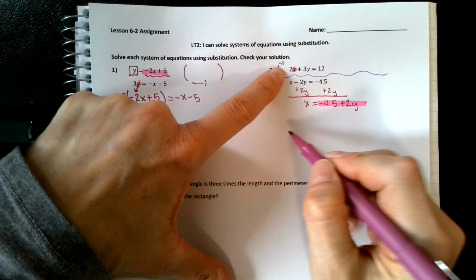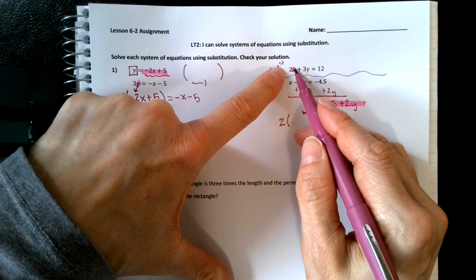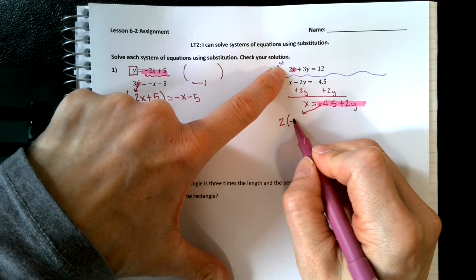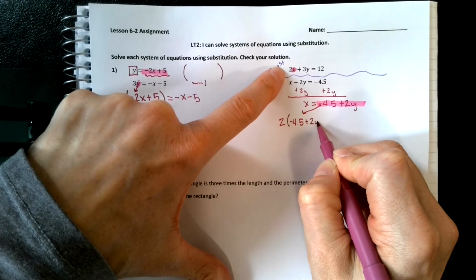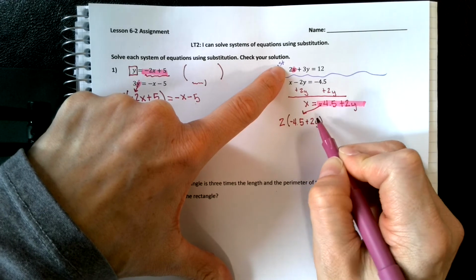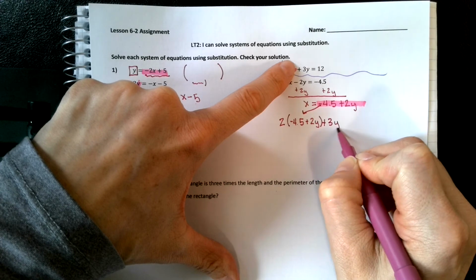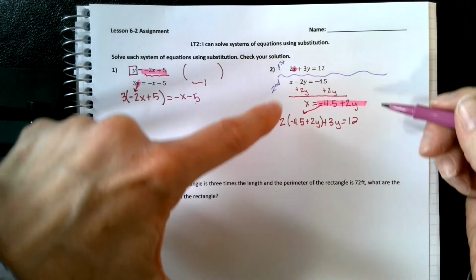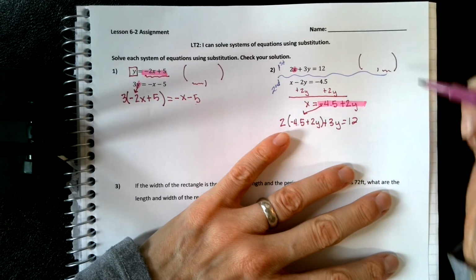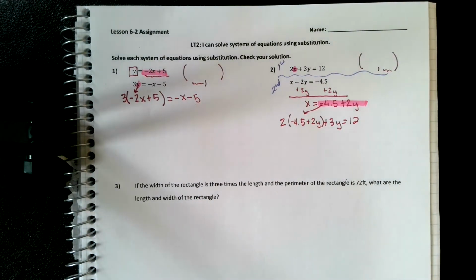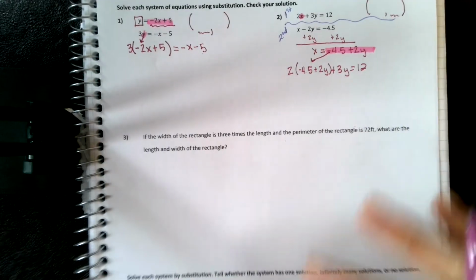So you would say I have 2 times, you'll put this in here where the x is, negative 4.5 plus 2y. There's what x was. Then you go back up here to get the rest of it. And you'll start solving to find out. And that'll give you the first part. It'll just tell you what y is. That's not the answer to either one of those. That's just getting you started, of course.